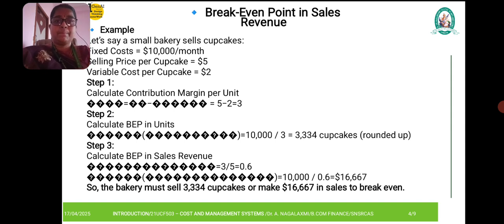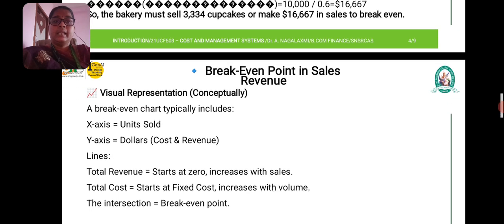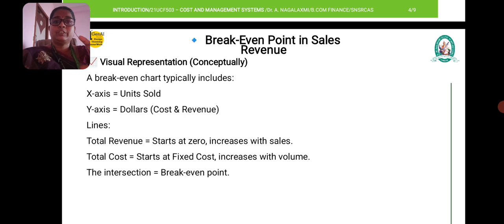So it's a simple example given in order to calculate the break even point in the aspect of units and in the aspect of sales revenue. See, this is a visual representation of break-even point in sales revenue. A break-even chart typically includes x-axis and y-axis. X-axis is units sold and y-axis is dollars, that is cost and revenue. So the lines will be total revenue line, total cost line, and the intersection. Total revenue starts at 0, increases with sales. Total cost starts at fixed cost, increases with volume. Here the two lines will intersect at one point. That intersection point is said to be the break-even point.